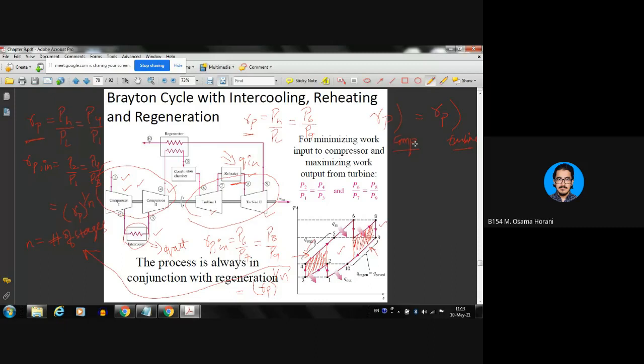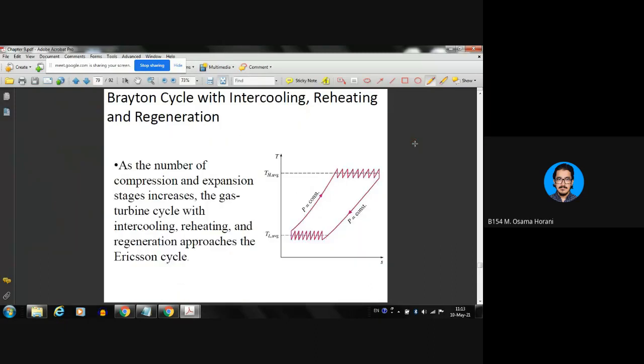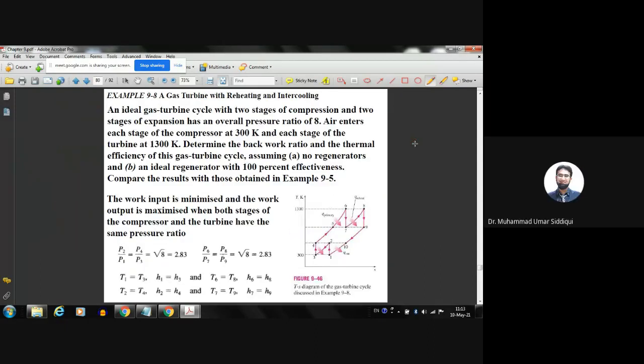It's clear, sir. Yes. Okay, so let's see the problem here. We have an ideal gas turbine cycle with 2 stages of compression and 2 stages of expansion, which has an overall pressure ratio of 8. So the overall pressure ratio is 8. So this RP is 8.